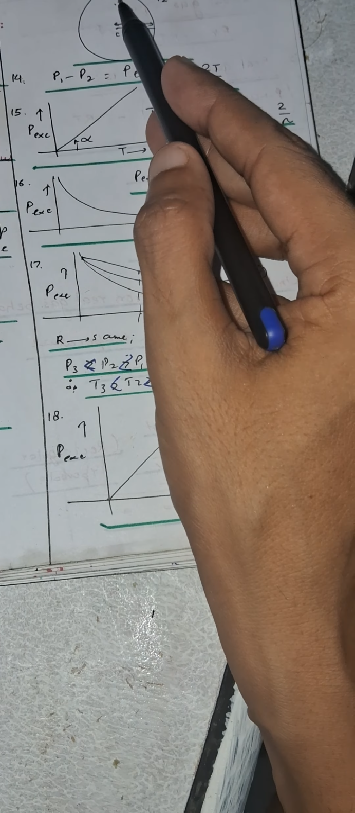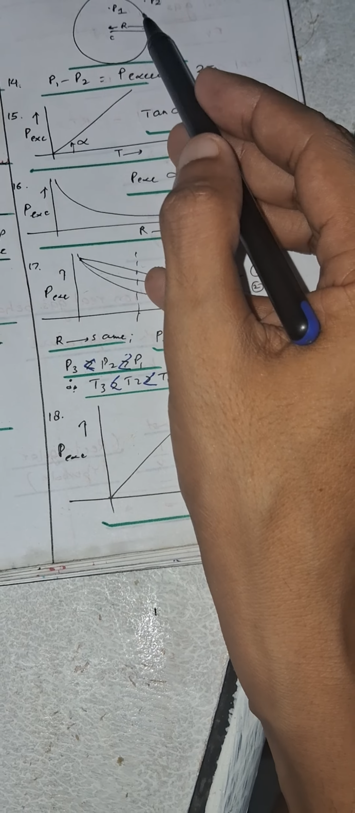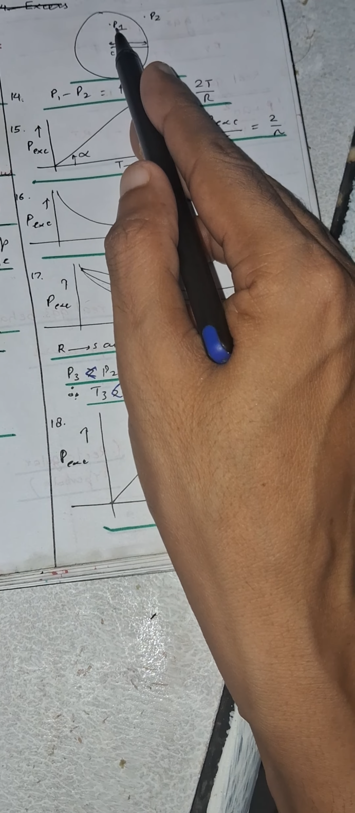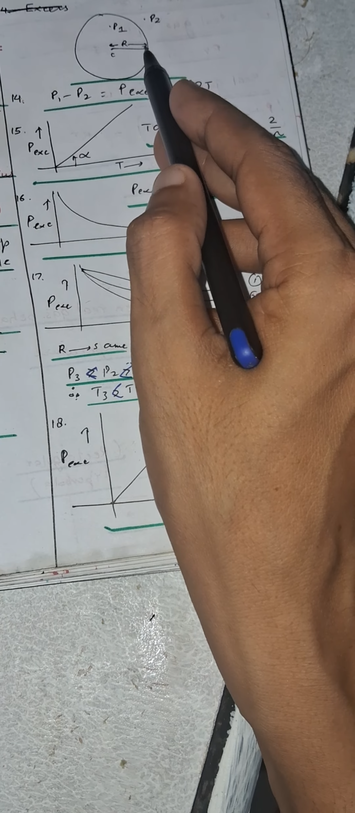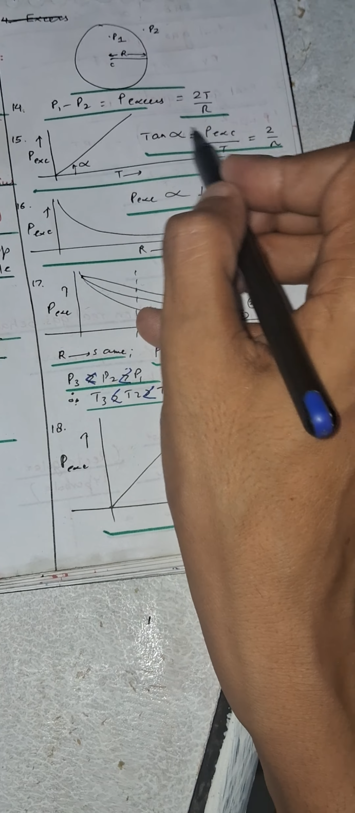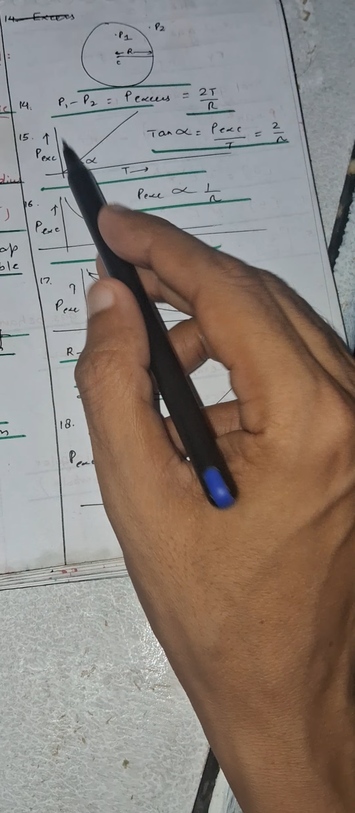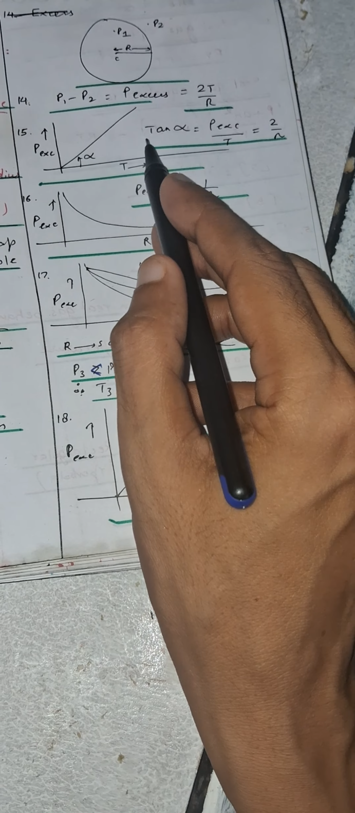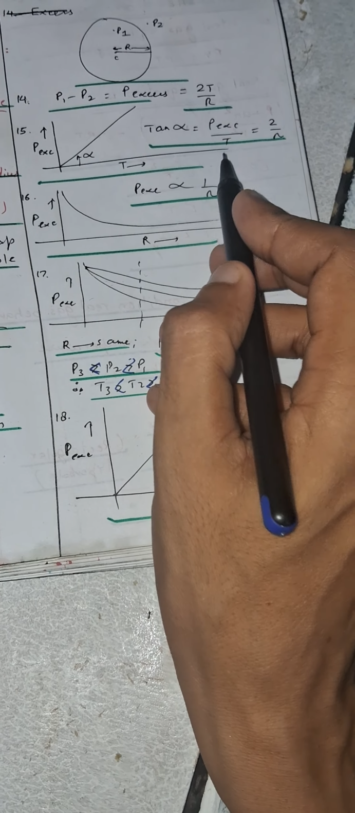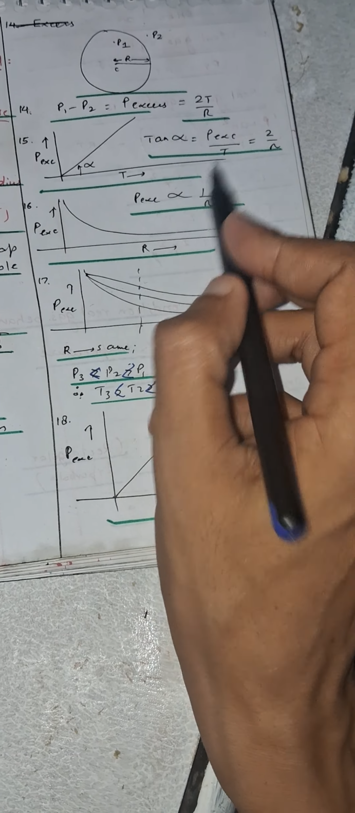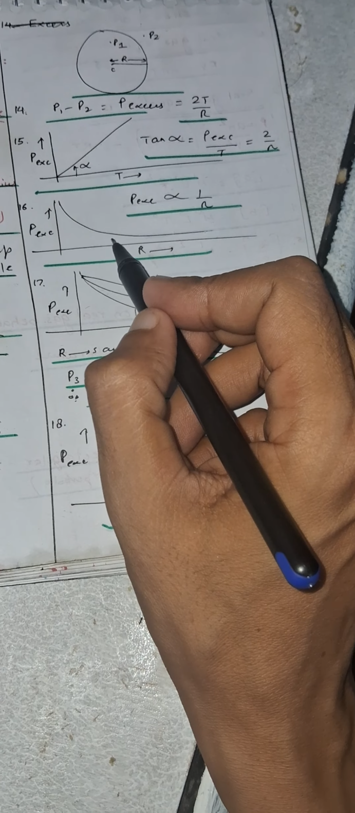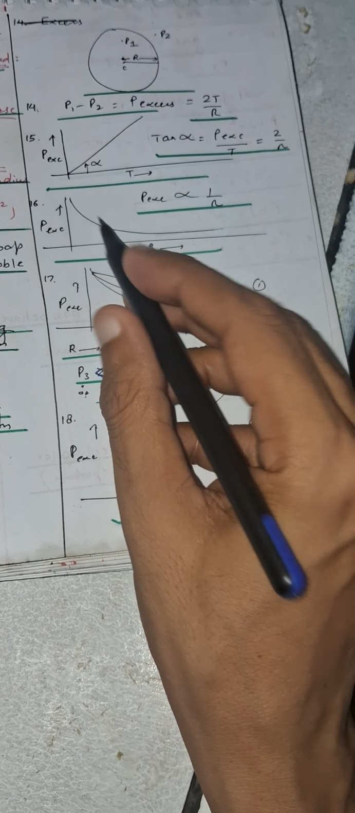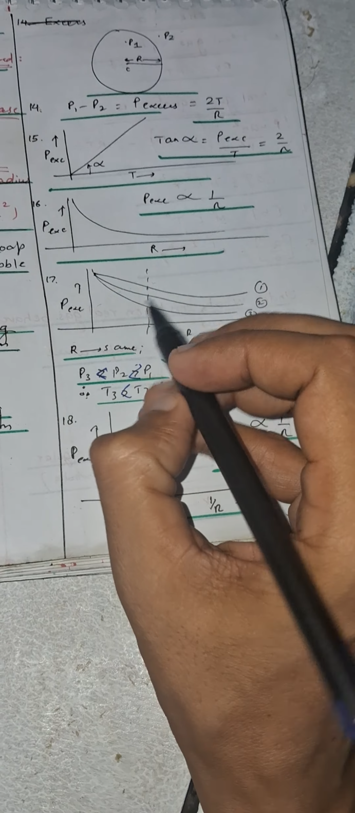Then we have another question: we have a sphere and the pressures are P1 and P2. So the pressure difference P1 minus P2 is equal to the excess pressure, which is 2T by R. If we draw the graph between P excess and T, that will be a straight line, and if we calculate the slope angle alpha, tan alpha is P excess by T, which will be equal to 2 by R. Then if we draw the graph between P excess and R, it will be inversely proportional to the radius, so we have a rectangular hyperbolic graph.